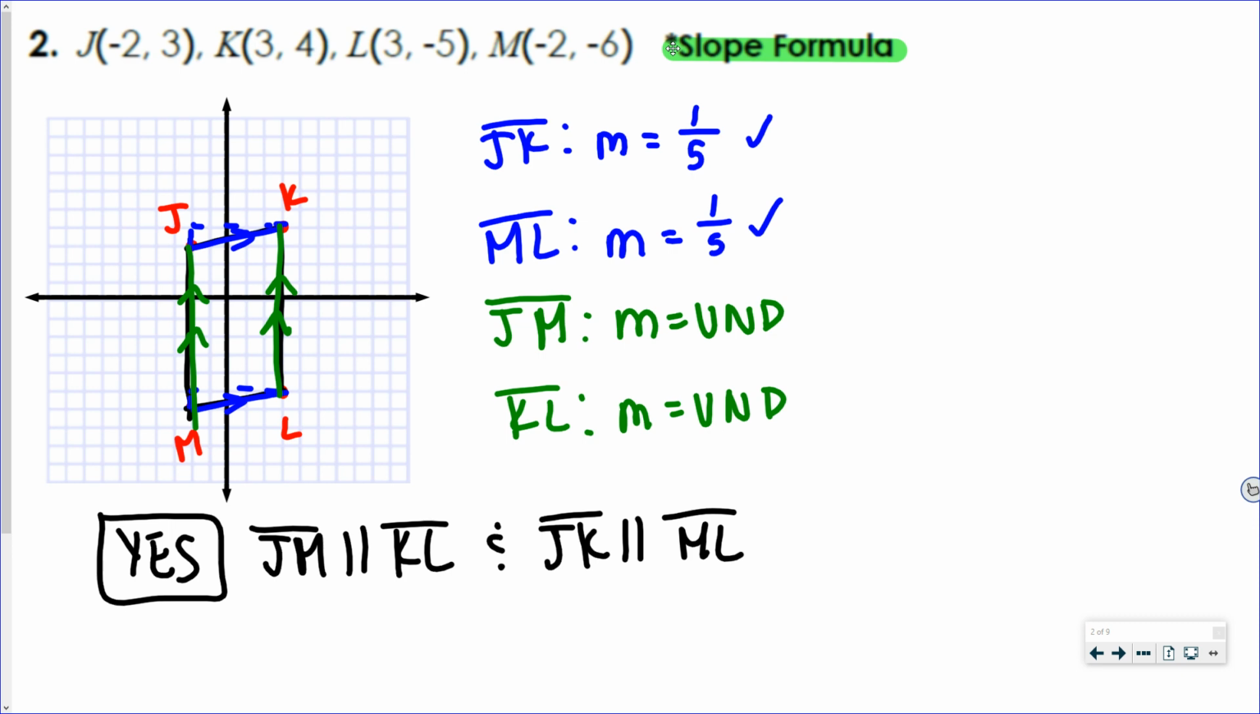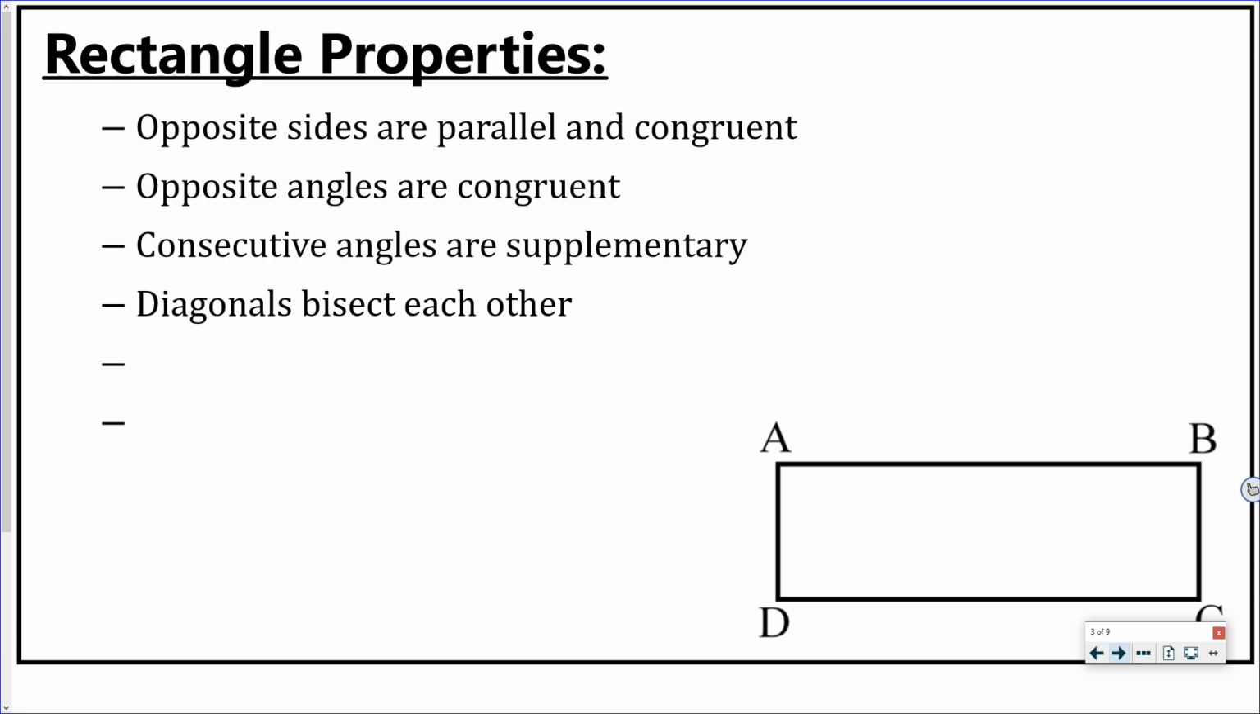Okay, that's a review of our parallelograms. Today, we're going to look at a special type of parallelogram. Rectangles. Woo. I know, I love rectangles. Here are my properties of rectangles. Because it's a type of parallelogram, it still holds all those same characteristics of parallelograms. Opposite sides are parallel and congruent. Opposite angles are congruent.